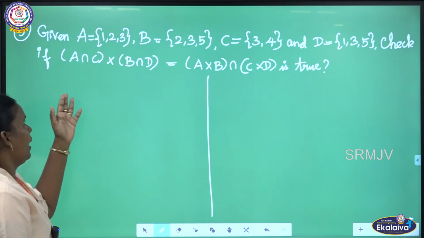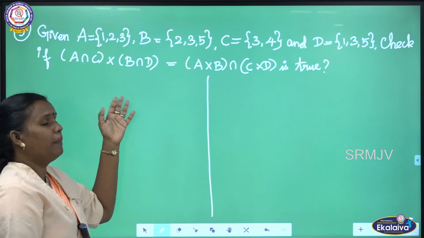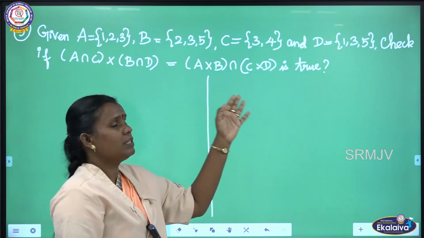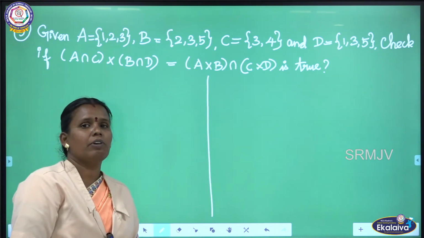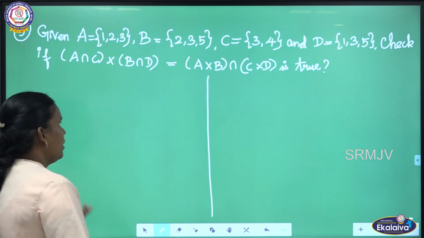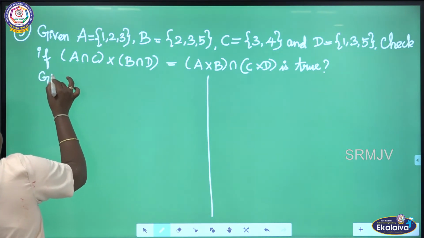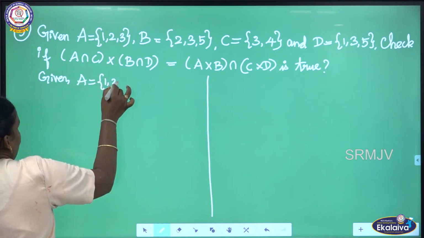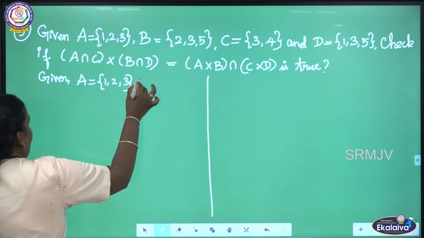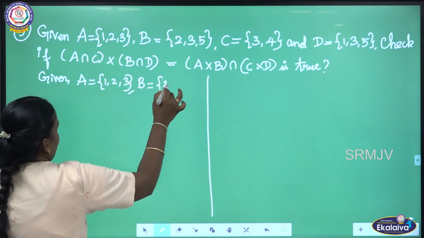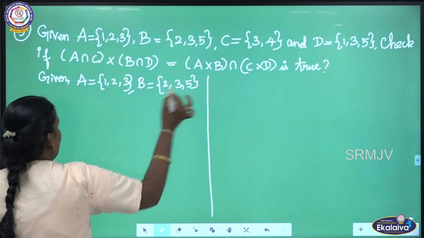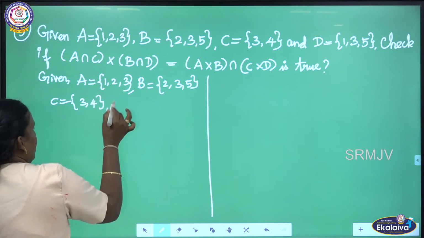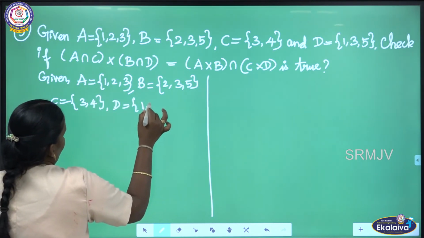We need to check whether (A intersection C) cross (B intersection D) is equal to (A cross B) intersection (C cross D). We have to check whether the given statement is true or not. Clear? So first I will write the given sets: A set {1, 2, 3} and B set {2, 3, 5}, then C set {3, 4}, then D set {1, 3, 5}.